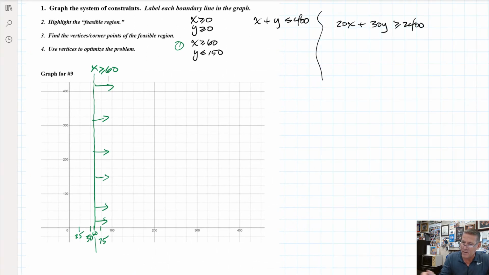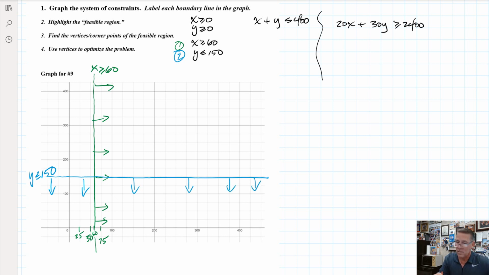Now the next one here, let's graph y less than or equal to 150. So this is the second one here. And now all the y values that are less than or equal to 150 are underneath this line right here. Okay, so here, y less than or equal to 150. They lie below this line here.